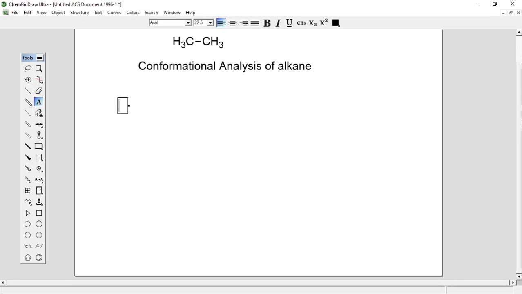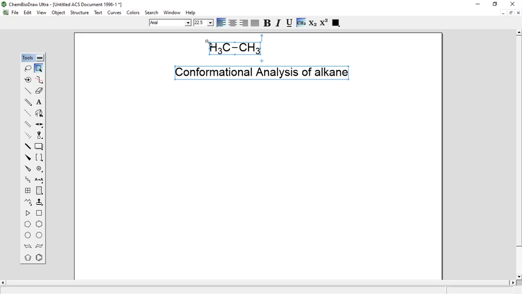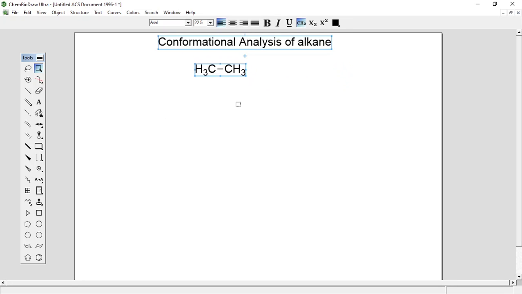Conformational analysis of alkane. First let's see what is conformation and what is conformational analysis. So you know what is the conformation.